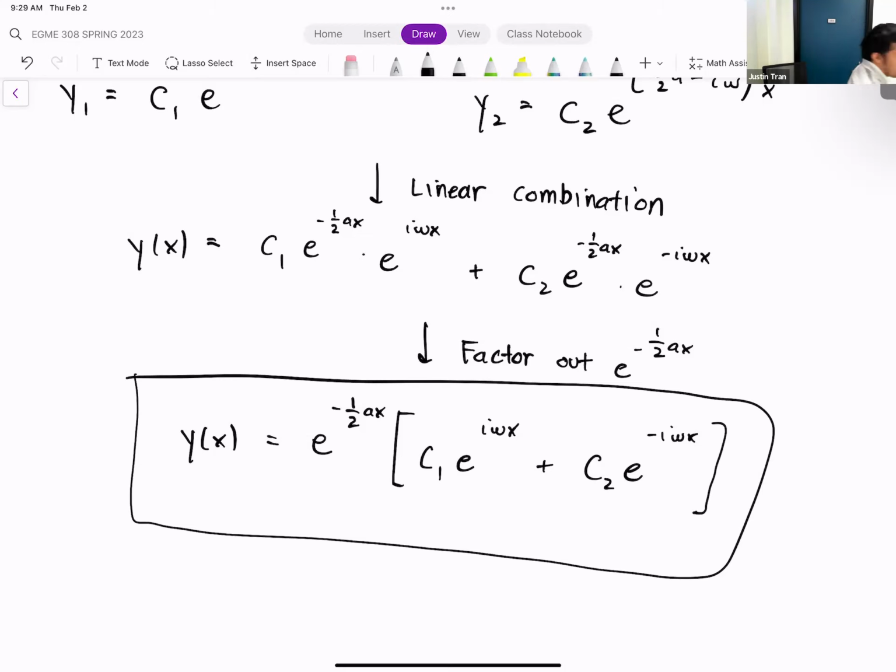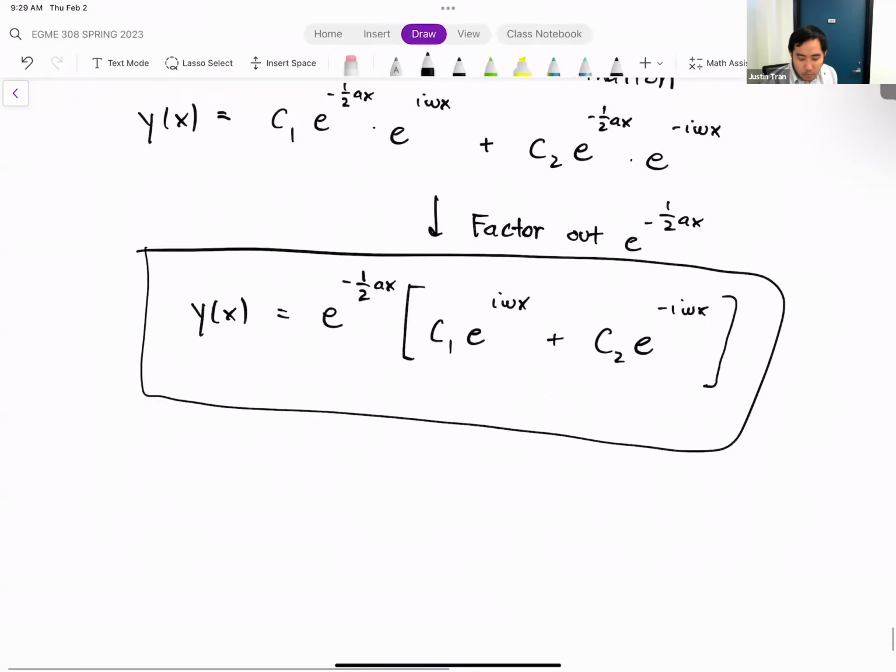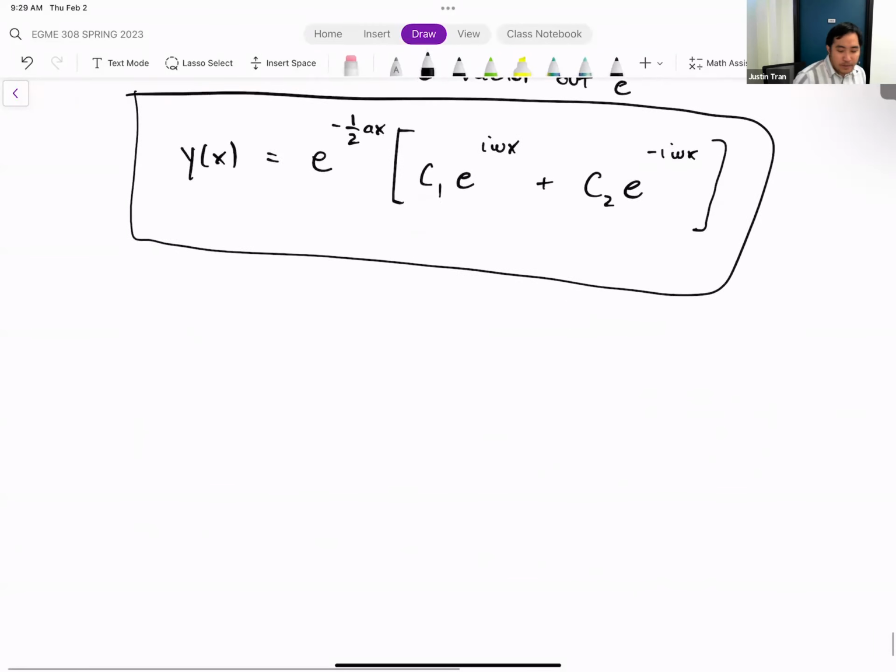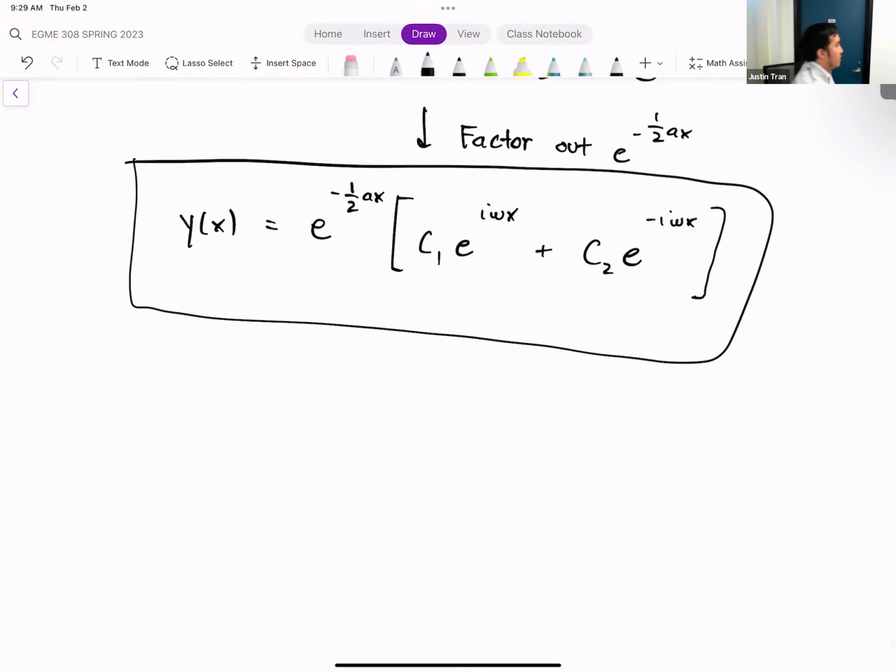All right. So this is technically the answer here. You can technically stop here if you were a fan of complex numbers, if you're a fan of imaginary numbers. But most people are not fans of imaginary numbers. And so we're going to work on this a little bit more just to get into a form that's more recognizable.